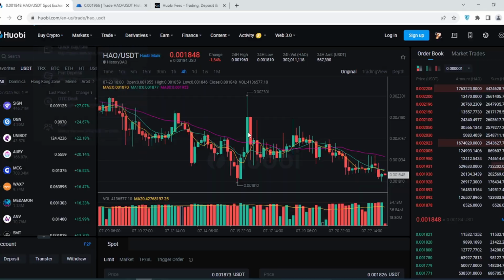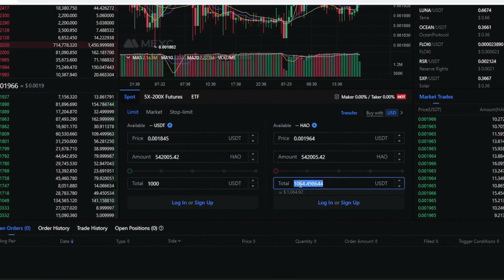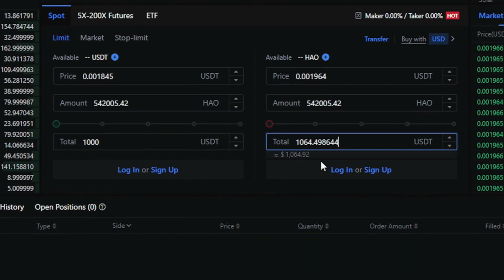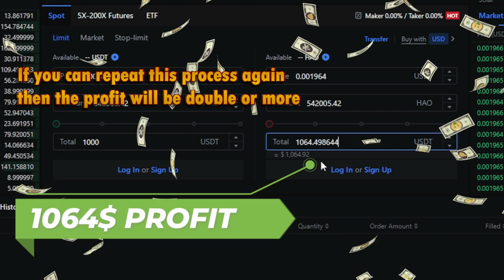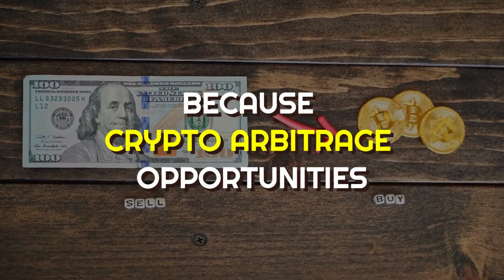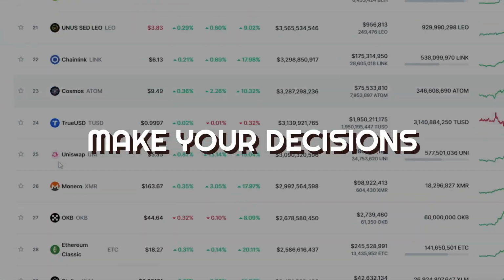As I mentioned earlier, I'll check the volume of the coin and pending orders so that you know how much money you should put into this coin to exit safely with profit. Because crypto arbitrage opportunity stays for 30 minutes to some hours, so you have to make your decisions quickly.